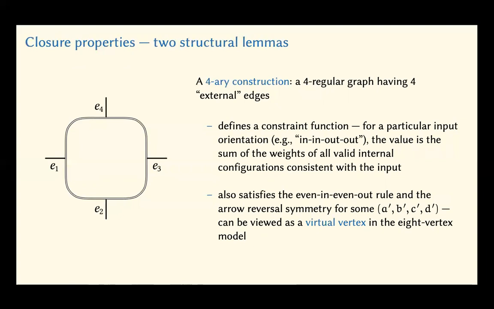So, the function also satisfies the even in, even out rule and the arrow reversal symmetry for some A prime, B prime, C prime, D prime if every vertex inside satisfies the even in, even out rule and the arrow reversal symmetry. And this whole thing, this full reconstruction, can be viewed as a virtual vertex in the 8-vertex model.